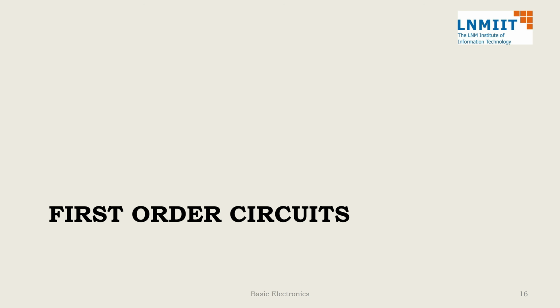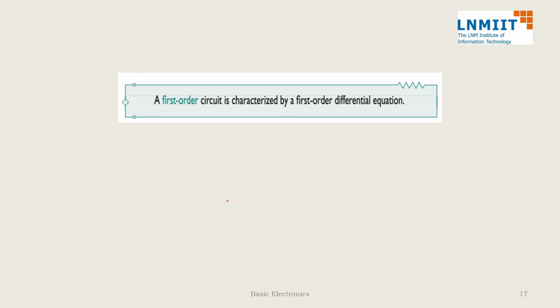Hello students, welcome back. Now we will see how to analyze circuits which have at minimum one resistor and one capacitor. These are called first order circuits. A first order circuit will basically have a first order differential equation, and how that equation comes, let us see.